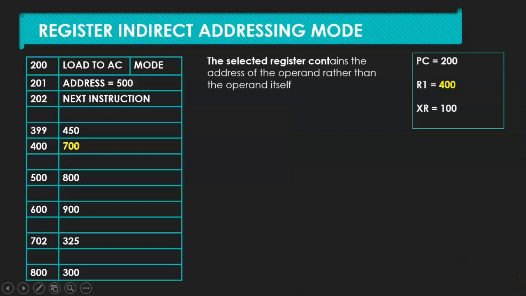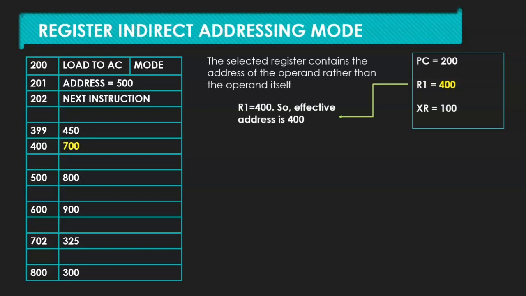In register indirect addressing mode, the selected register contains the address of the operand rather than the operand itself. In our example, the register R1 contains 400, so the effective address which contains the operand is 400. So the value 700 is loaded into the AC.